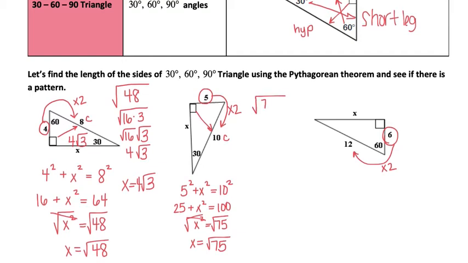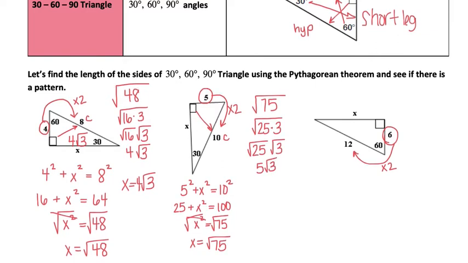What's the biggest perfect square that goes into 75? 25. 75 is 25 times 3. Then we'll split it up into its own square roots. The square root of 25 is 5, and we'll keep the square root of 3 on the end. So that will be 5 square root 3. Once again on that last one, my right angle, across from that is going to be my hypotenuse, there's c.